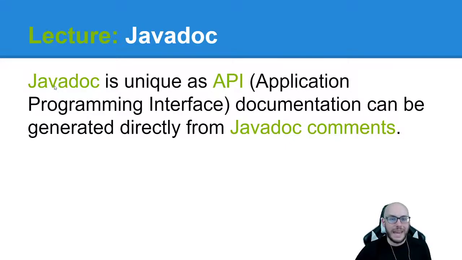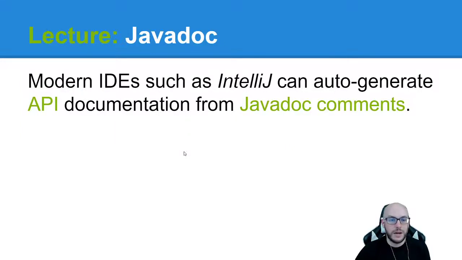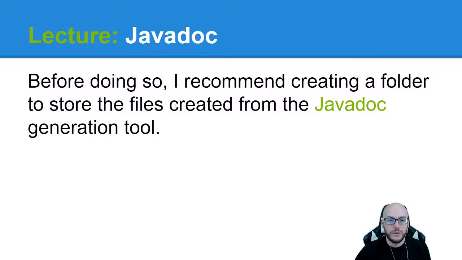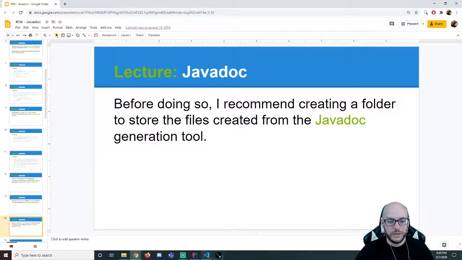Here is the payoff. Javadoc is unique as API, that is Application Programming Interfaces, documentation can be generated directly from Javadoc comments. And then modern IDEs such as IntelliJ can auto-generate API documentation from those comments. Before doing so, I recommend creating a folder to store the files created from the Javadoc generation tool. So here's what we need to do first.